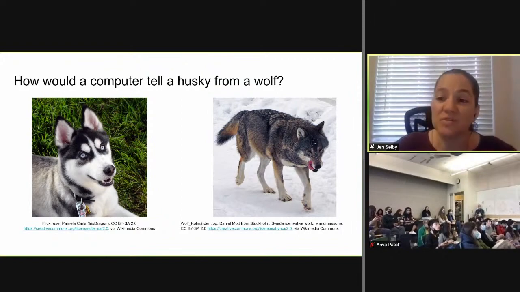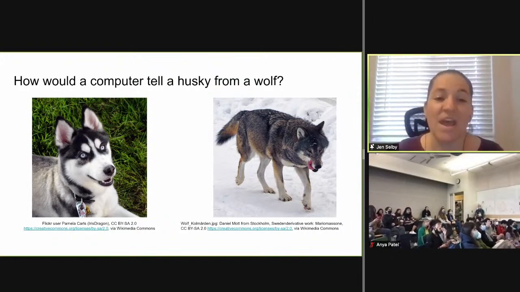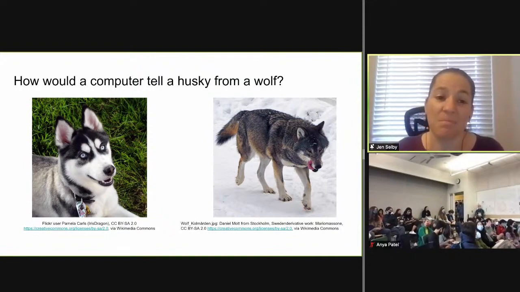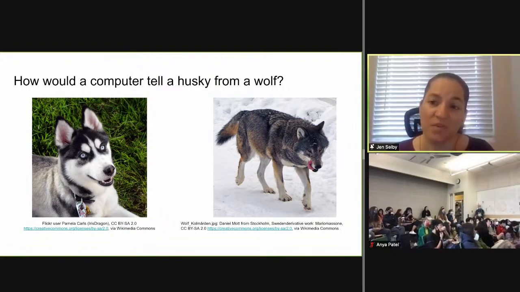So I want you to turn to the people around you and discuss, thinking about a computer getting a bunch of images like these, what differences do you think it might be noticing in order to be able to tell the difference between a husky and a wolf? I'll give you just a few seconds to talk.